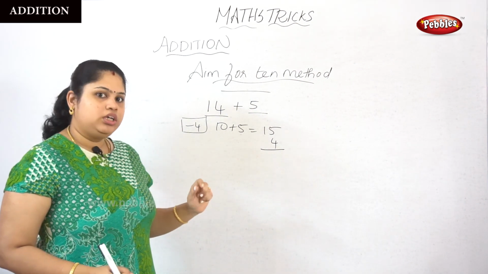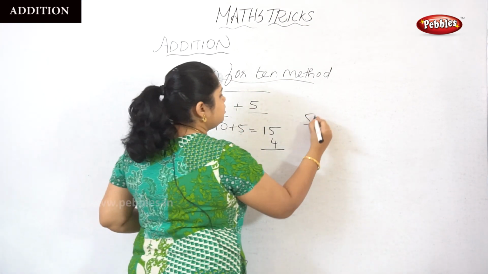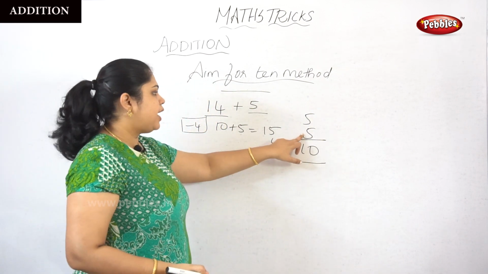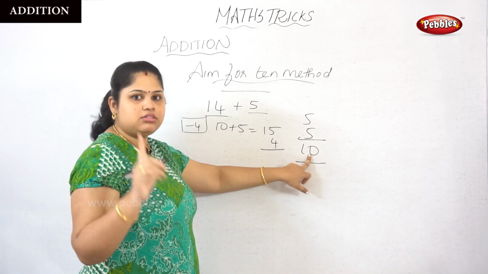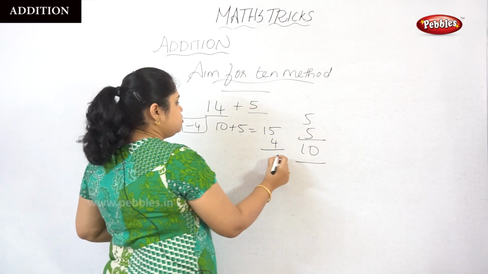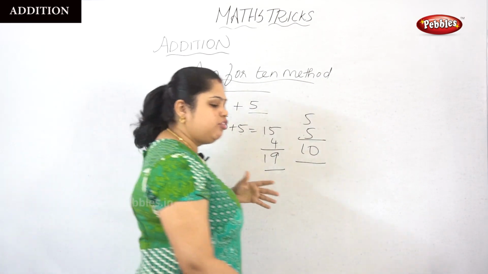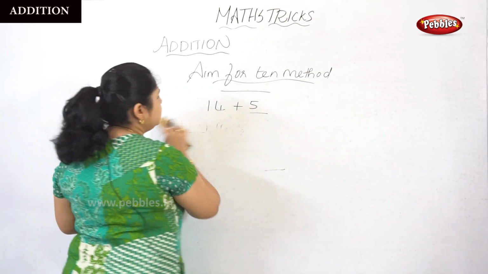What I have told earlier, 5 plus 5 is 10, isn't it? So if we subtract 1 from here, that is if it is 4, then we also subtract 1 from the 10, so 9. So 19 is the answer. So think of it this way, it will be very easy. Okay, so let's check it with another number.